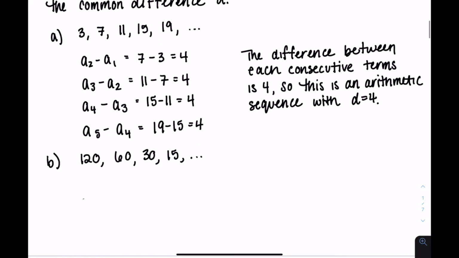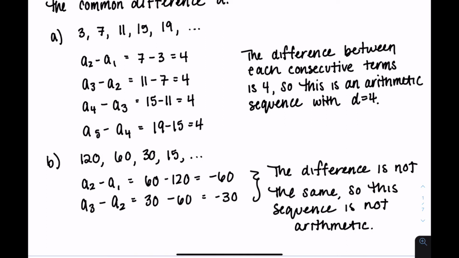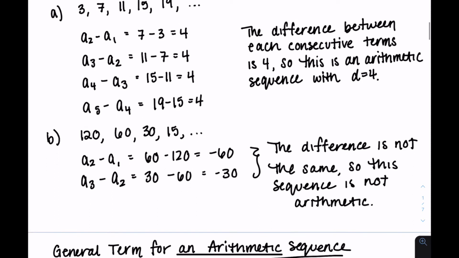If we look at this next one, you might be able to immediately spot there's not the same type of thing going on. If I look at the second term minus the first, 60 minus 120, negative 60. Third minus the second gives me negative 30. So the difference is not the same, so I cannot say the sequence is arithmetic. It's actually going to be a special type if you notice it's getting halved each time. So you're multiplying to get your next term.